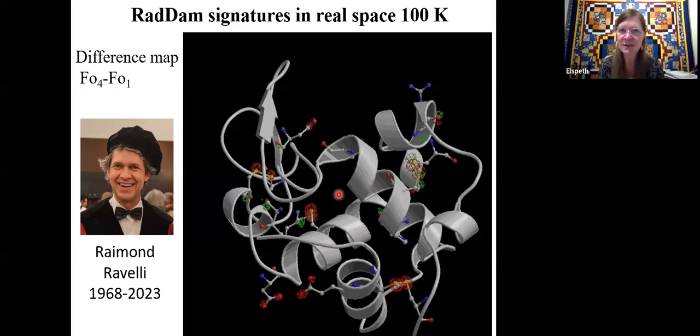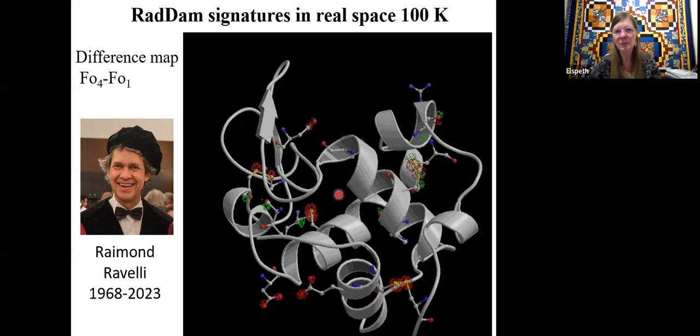There's a second class of damage, though. So everything I've shown you so far is in reciprocal space, in diffraction space. A much more worrying and less obvious at the beginning type of damage is specific structural damage, where we affect particular amino acids in a very, very well-defined pecking order.